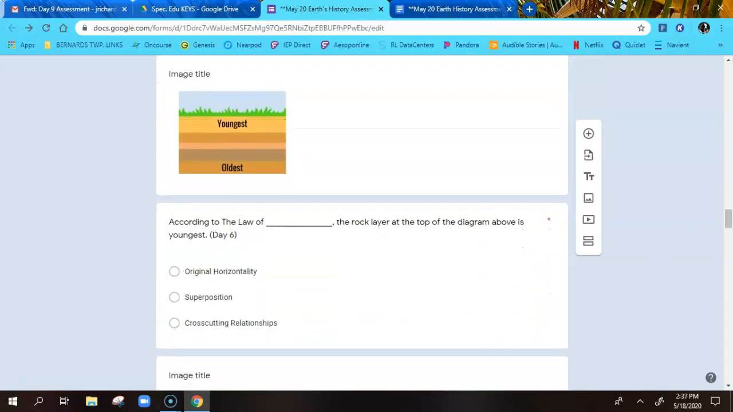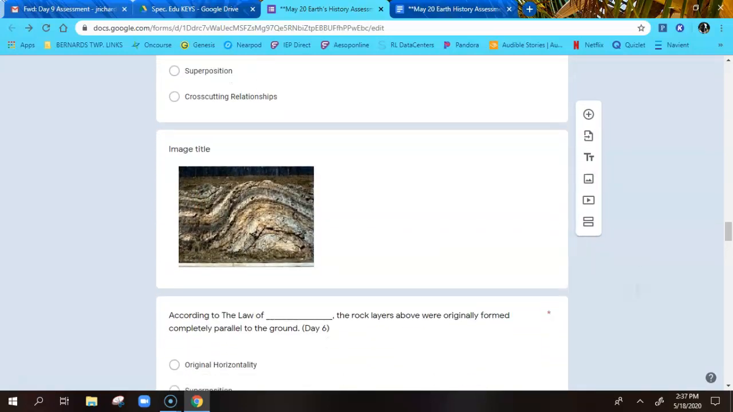You're looking at the image above for the next question. According to the law of blank, the rock layer at the top of the diagram above is youngest. These are your day 6 notes. So is it A, the law of original horizontality, B, the law of superposition, or C, the law of cross-cutting relationships? Sorry, I'm a little tongue-tied today.